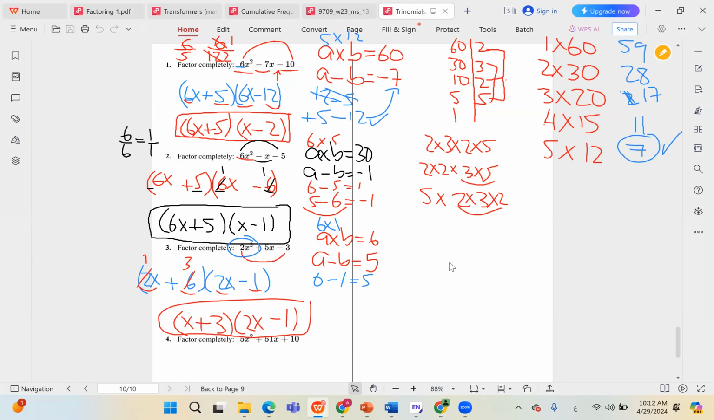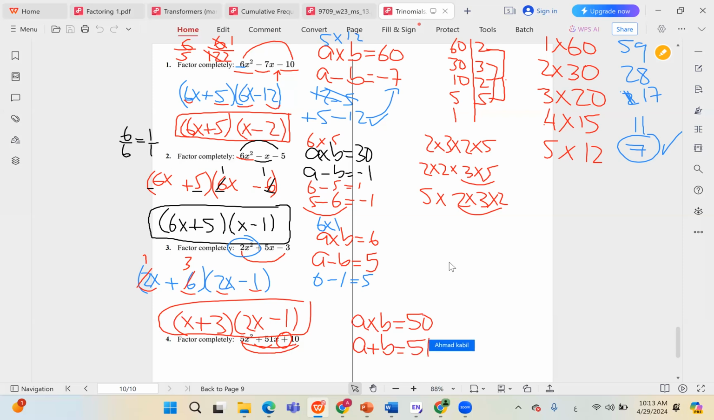For the next problem, we have 5x squared plus 51x plus 10. So 5 times 10 is 50. We multiply these two numbers first. So we want two numbers that multiply to give us 50. And these two numbers must add up, because we have a plus here, so they must add up to give this number here, which is 51.